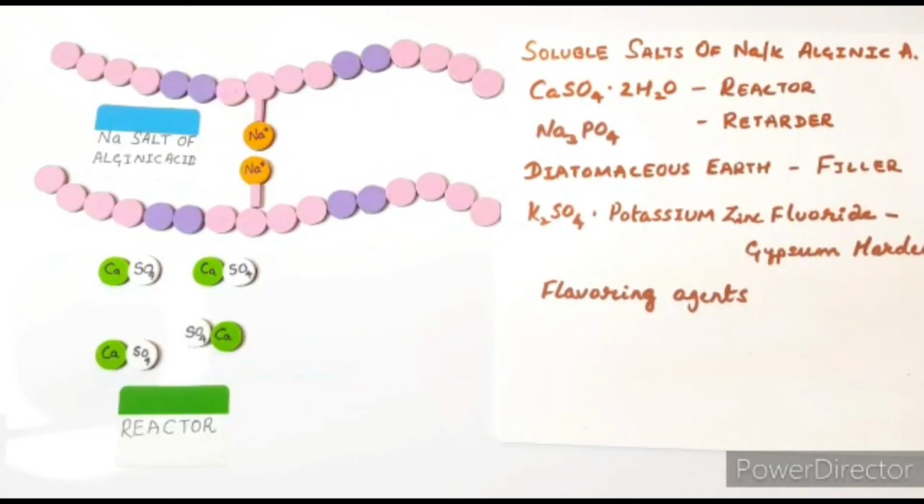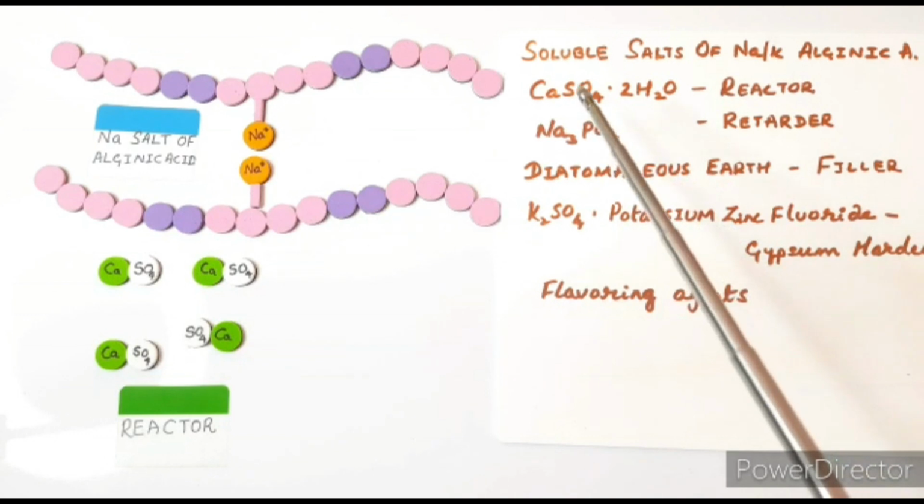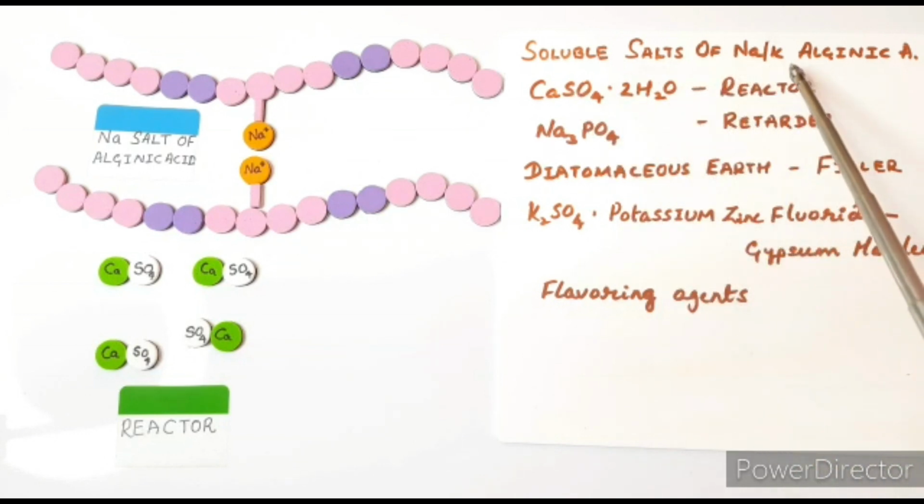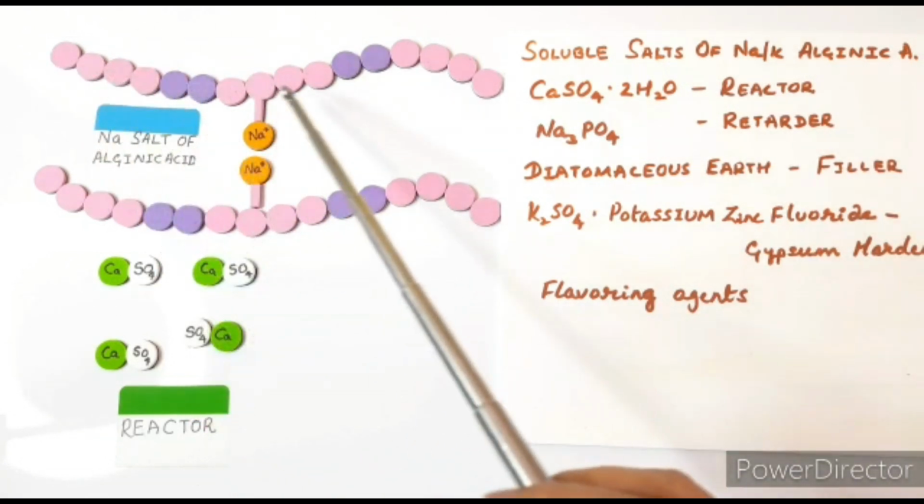Hi everyone, in this video we are going to learn about the setting reaction of alginate impression material and its practical importance. Essentially, the powder of alginate contains soluble salts of sodium or potassium alginic acid, which is schematically represented here.